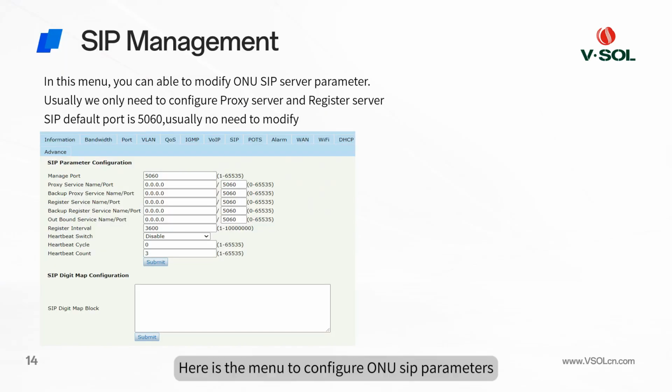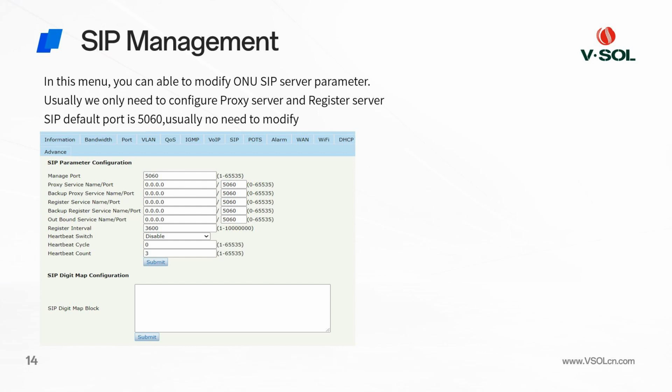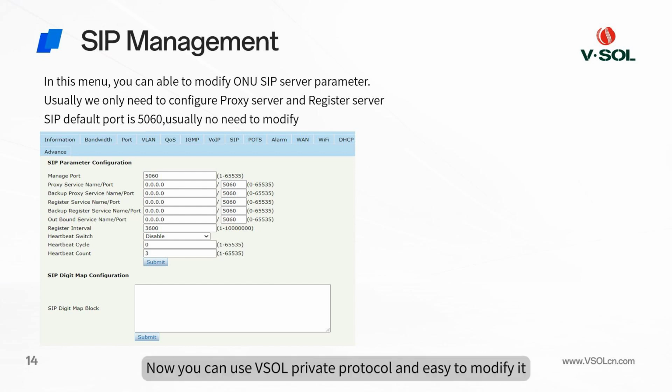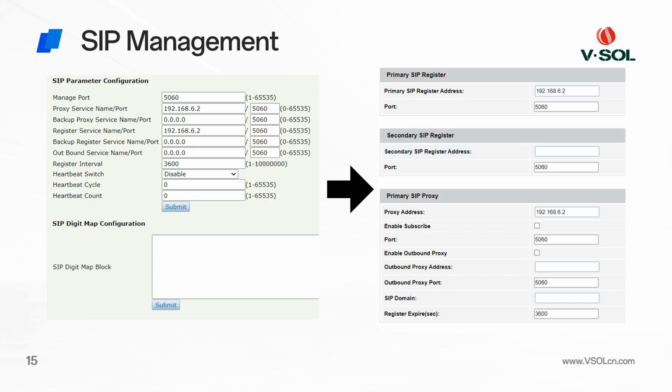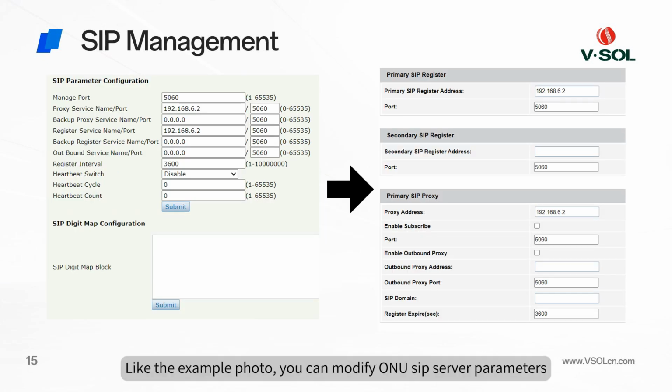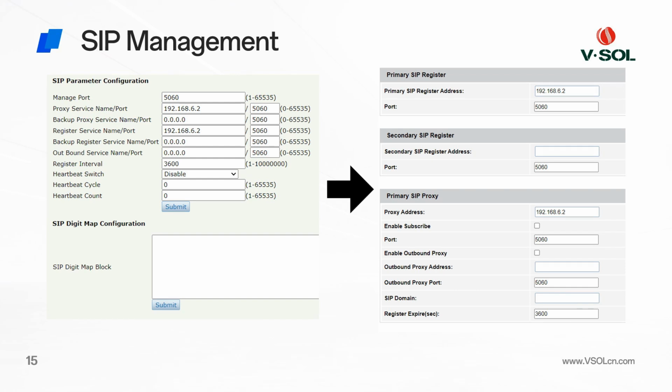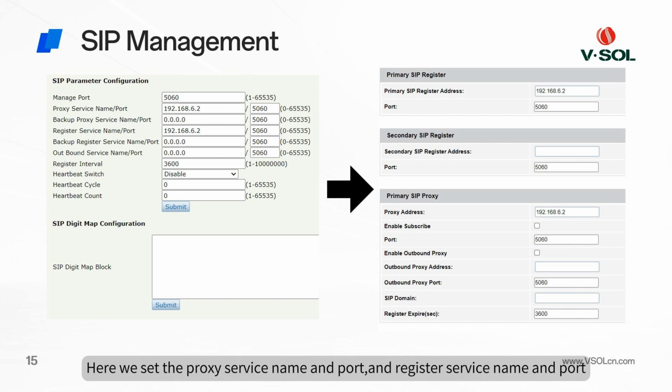Here is the menu to configure ONU SIP parameters. Usually we need to set it by ONU web. Now you can use VSOL Private Protocol and easily modify it. Like the example photo, you can modify ONU SIP server parameters. Here we set the proxy service name and port and register service name and port. After submit the configuration, the ONU will have the same configuration.